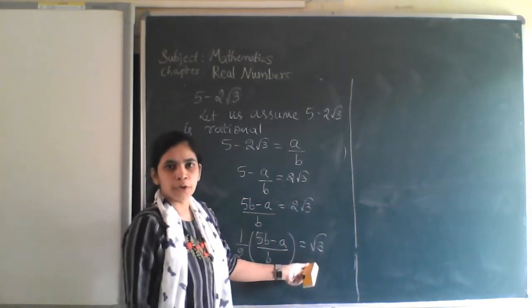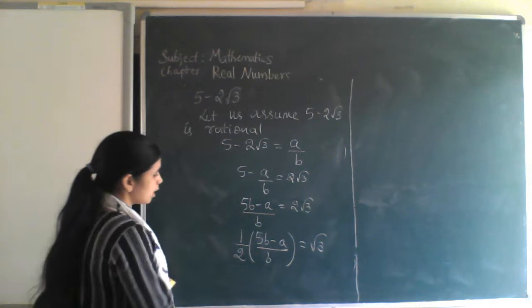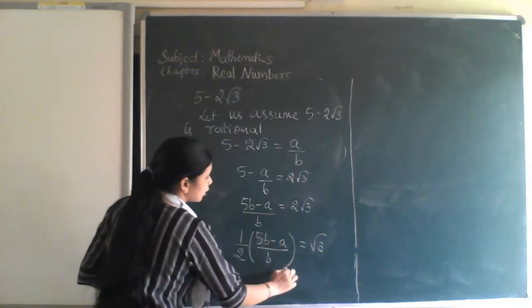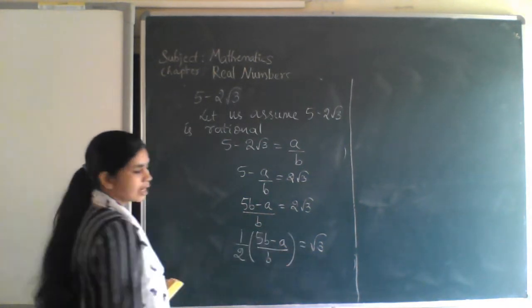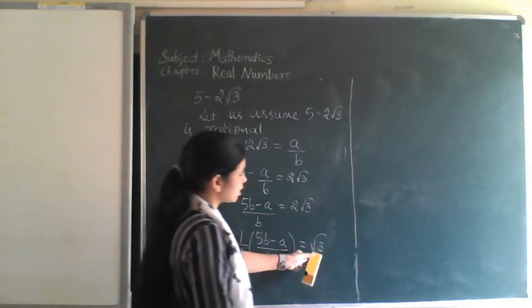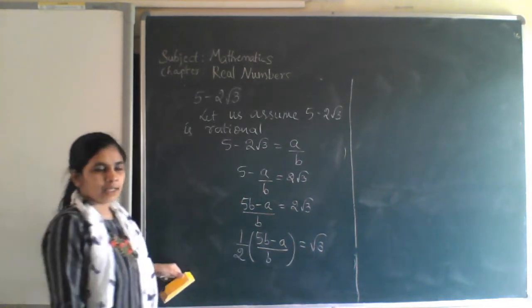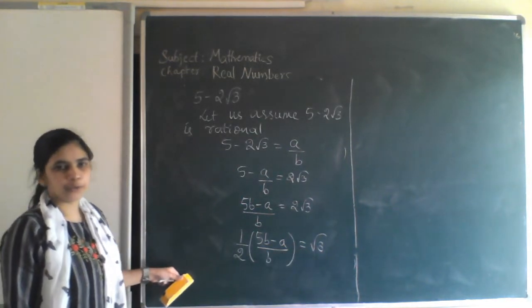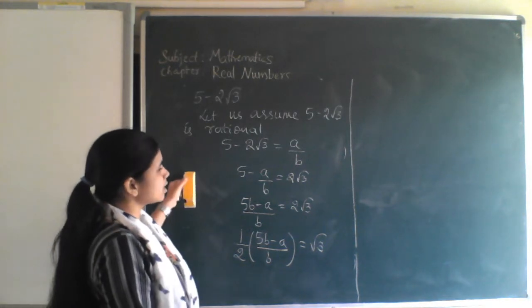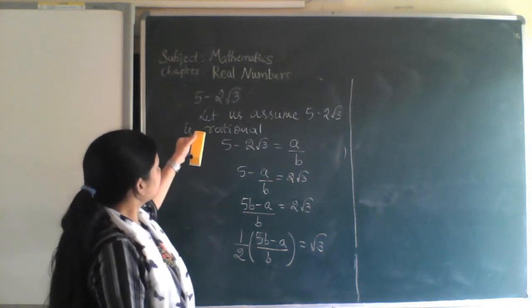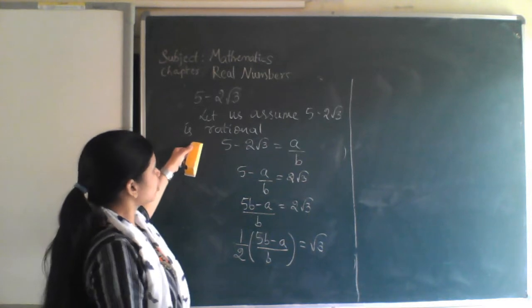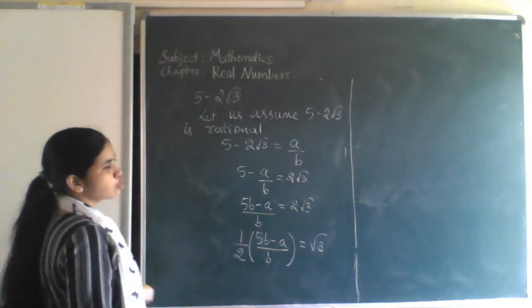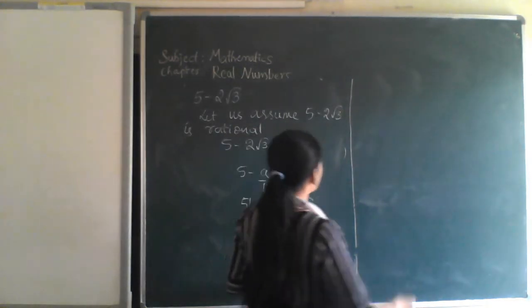Already you know root 3 is an irrational number, and the left side is in the form of p by q, so it is a rational number and this is an irrational number. Any rational number is not equal to an irrational number, and this is a contradiction. Here our assumption is wrong. Then 5 minus 2 root 3 is an irrational number.